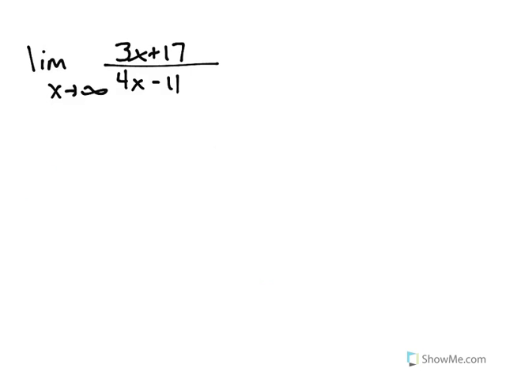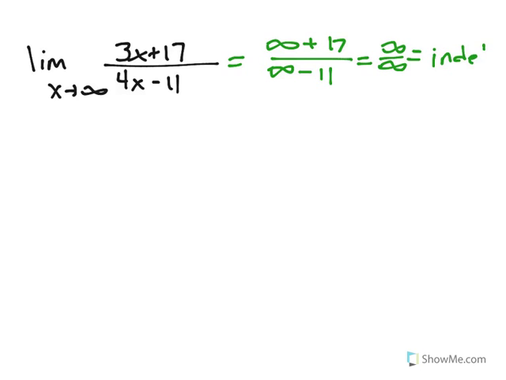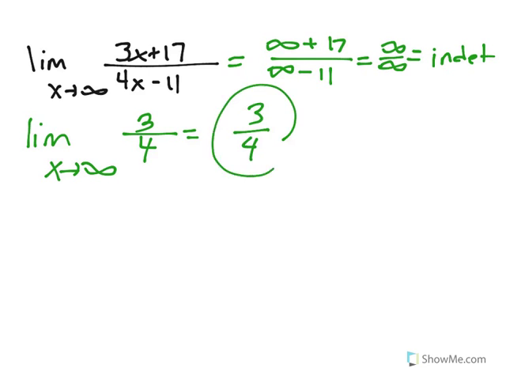Okay, so these ones, if you want to do the shortcut, you can. I'm going to follow the rule all the way out. I'm going to fill in infinity. I'm going to get infinity plus 17 over infinity minus 11, which equals infinity over infinity, which is indeterminate. So I'm going to apply L'Hopital's rule. And I'm going to get 3 over 4, which equals 3/4. That's the limit of this function.